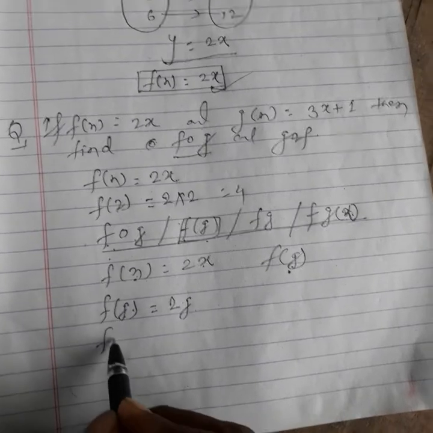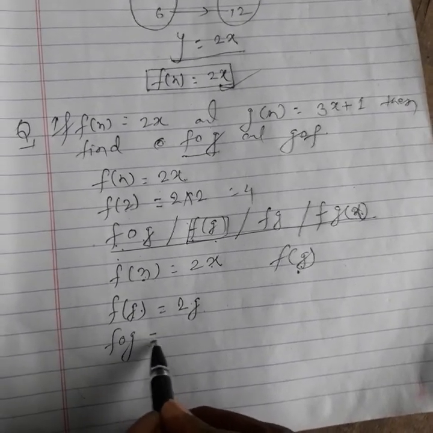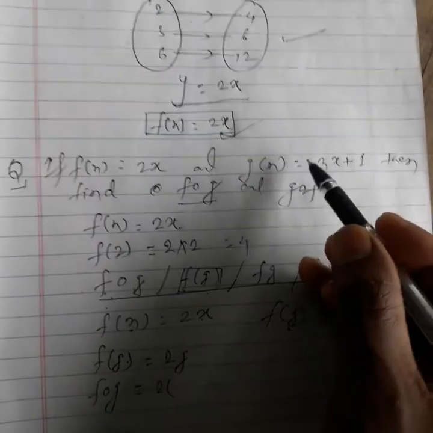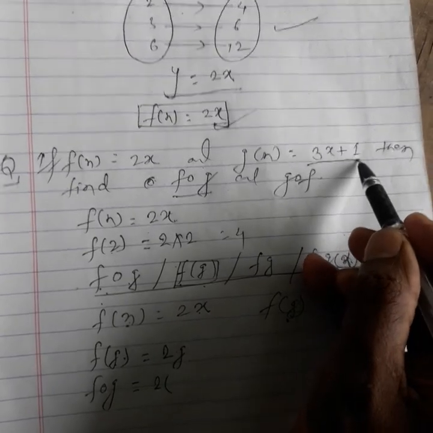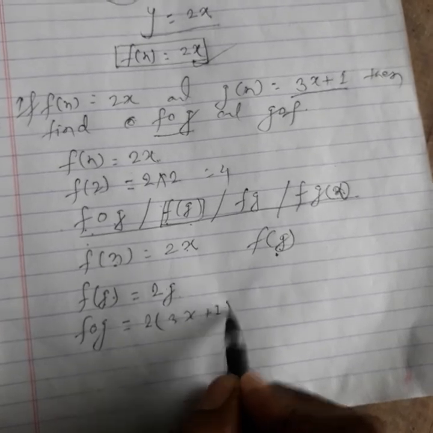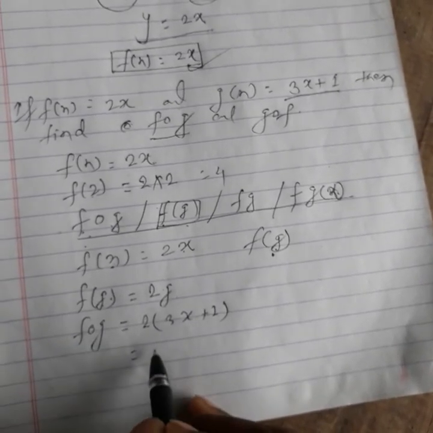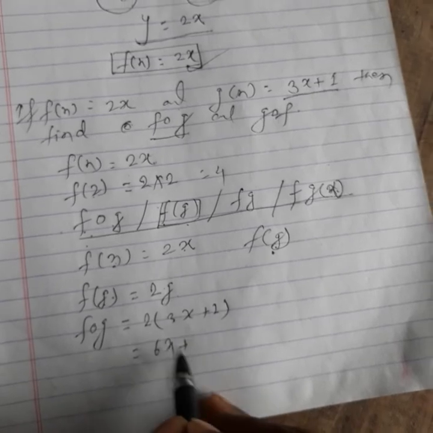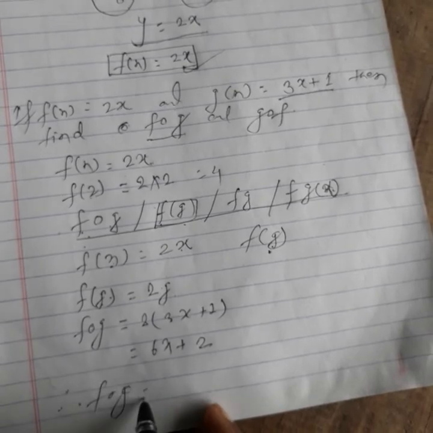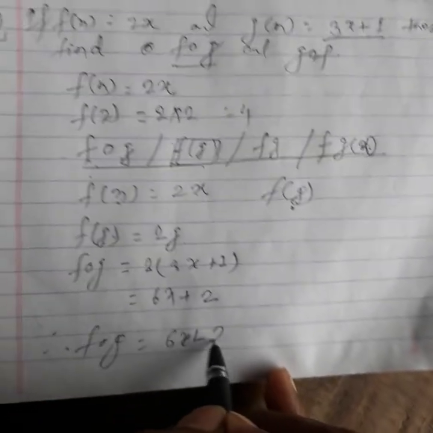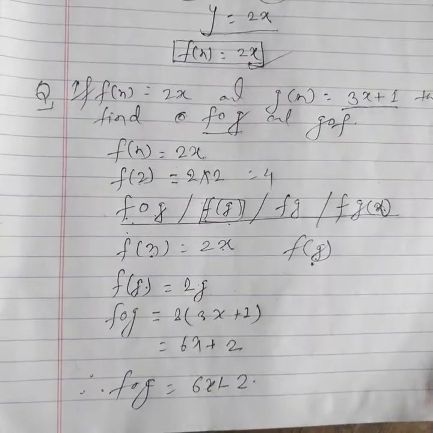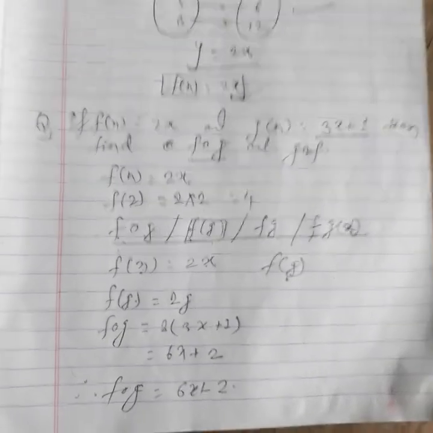Now you can also write in this style: f operation g is equal to 2, and we have already been given the value of g(x). What is the value of g(x) here? 3x plus 1. So keep the value 3x plus 1. Then it becomes 2 times 3x is 6x, plus 2 times 1 is 2. Therefore f operation g is equal to 6x plus 2. Okay, so is there any confusion? To find f operation g, you can see it clearly.